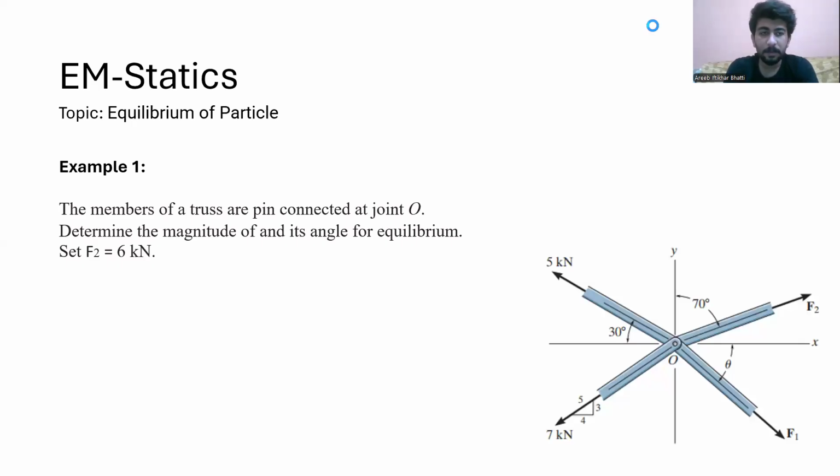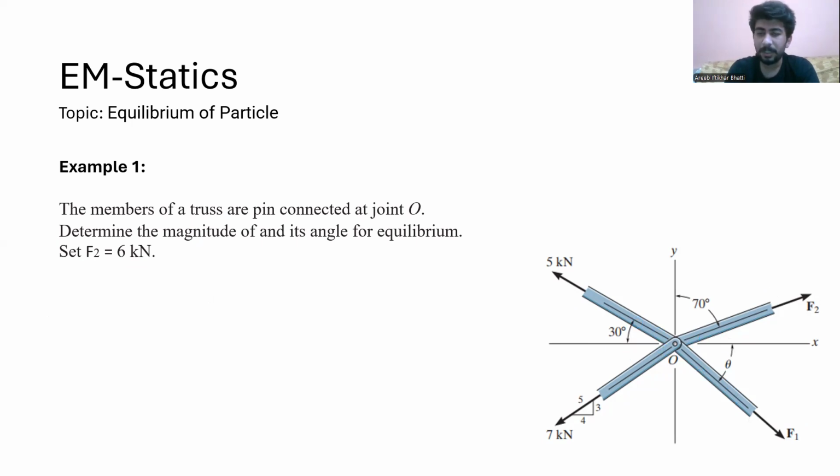So in this problem, you see we are given the members of the truss which are connecting at joint A. And we are given the force F2 which is acting at member 2, which is about 6 kilonewton. And we have to find the force F1 in member 1. And we also have to find the angle which this member makes with the x-axis.